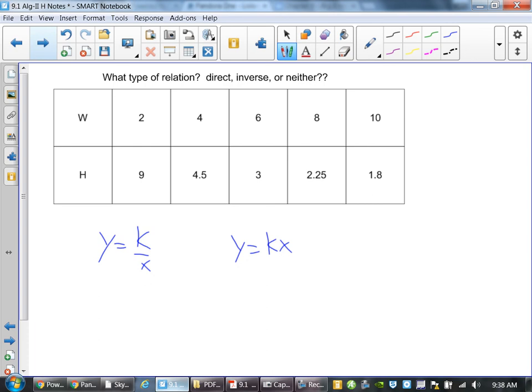So what we're looking at here is, think of this as an x and a y, the w and the h, as an x and a y. Is there some constant relationship between the two happening? Think of this as x and y. What we do here is we substitute in those values for x and y, to see if this value of k shows up each time as the same value. Okay.